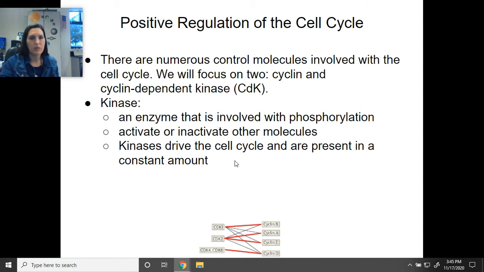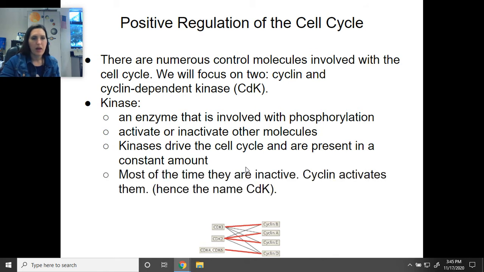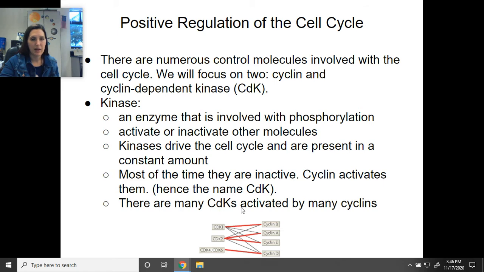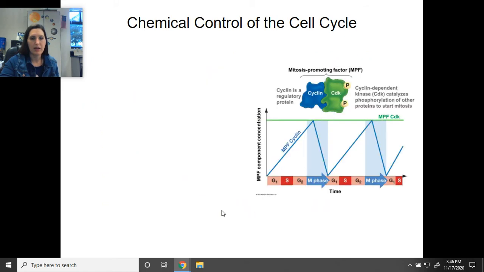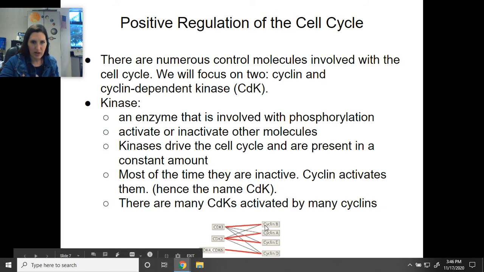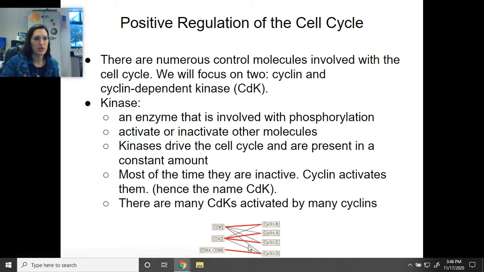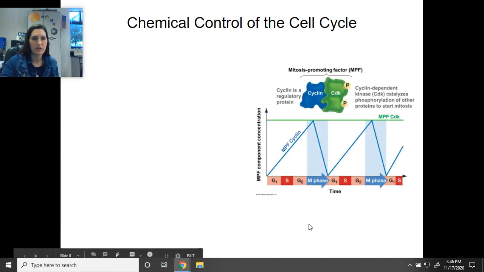Kinase drives the cell cycle and is present in constant amounts. And most of the time it's inactive, and cyclin activates it, hence the name cyclin-dependent kinase. So the cyclin activates the kinase. Okay, and there are many types of cyclin-dependent kinase activated by many cyclins. So here you see CDK cyclin is activated with CDK1, which activates cyclin A, which activates CDK2. So we're seeing a transduction here of passing it down all the way through. Same thing for a phosphorylation. Everything gets passed through from one to the next to the next.